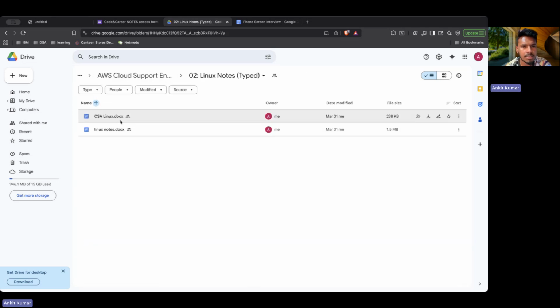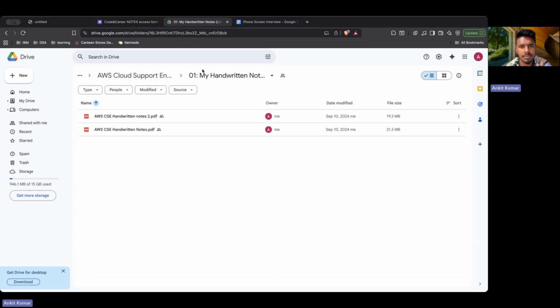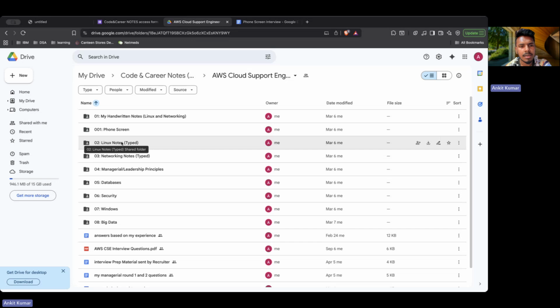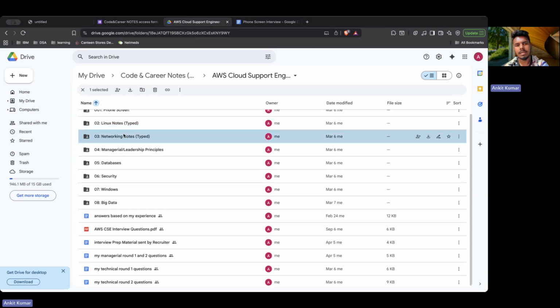Then we have the Linux notes, which are typed ones. I have my handwritten notes as well, and if you don't understand my handwriting, there are typed notes for both Linux and networking, which I compiled while I was preparing online through some sources. So all that is there.